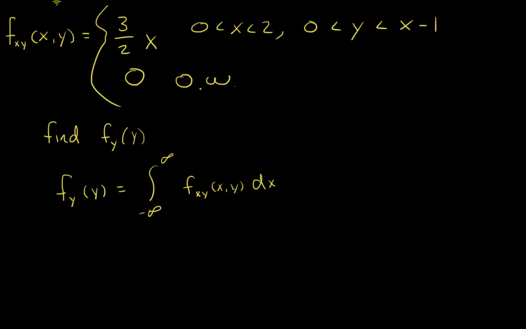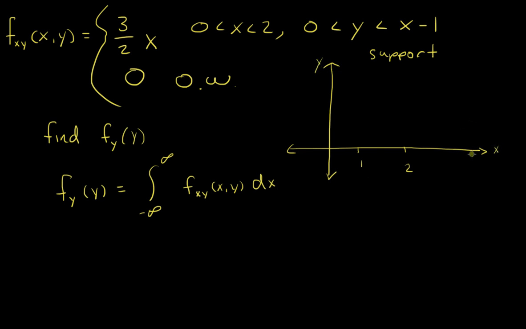So the best way to start these types of questions is to draw a graph of your support. This is a graph of the values of x and y where the joint distribution takes non-zero values. x can be between 0 and 2, so here's 1, 2, and then y must be greater than 0, so greater than 0 is up here. Remember, this is y and this is x.